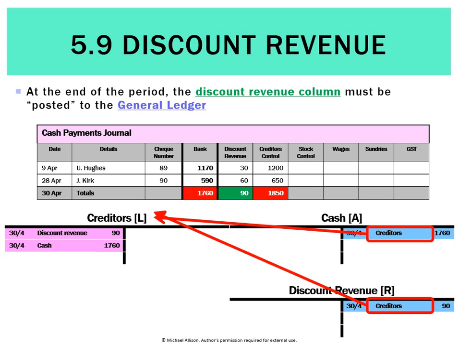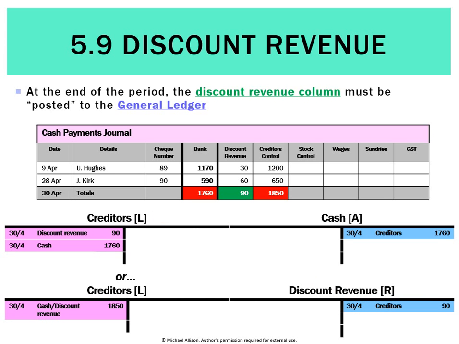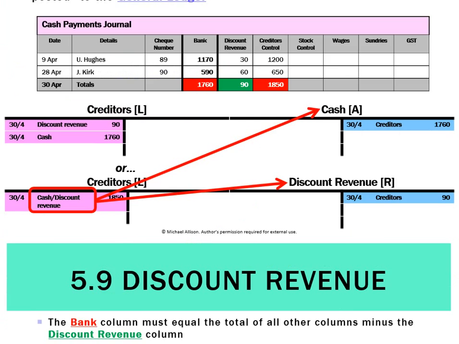A more efficient way to do it in the creditors ledger is actually just to do one entry. So that way we don't have to break it into the $90 discount and the $17.60 of cash. We can just do one giant total of $18.50 and do the reference as cash/discount revenue.